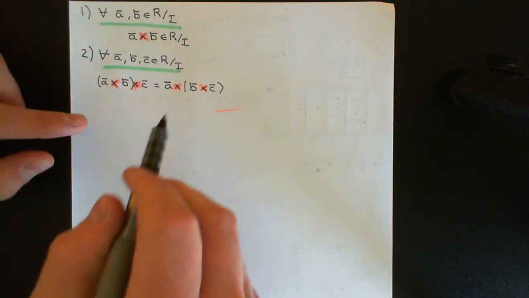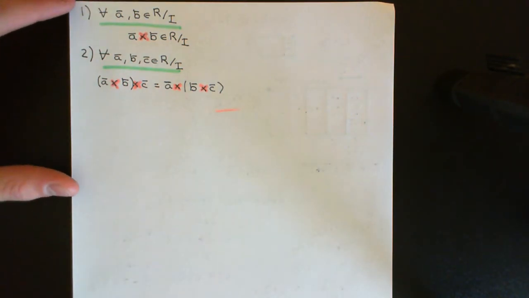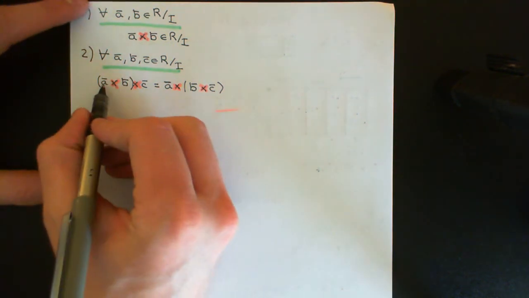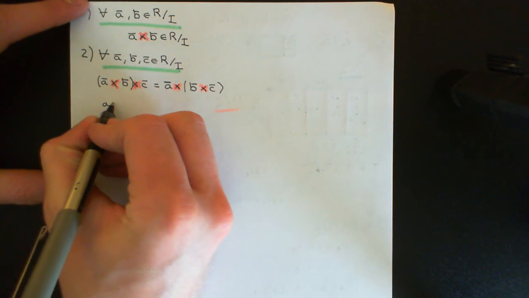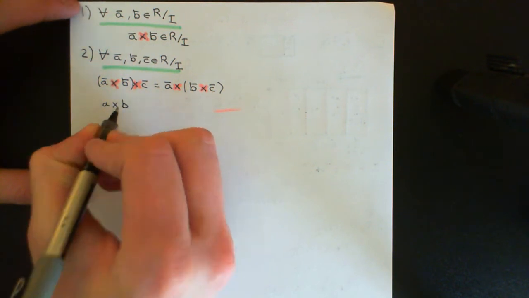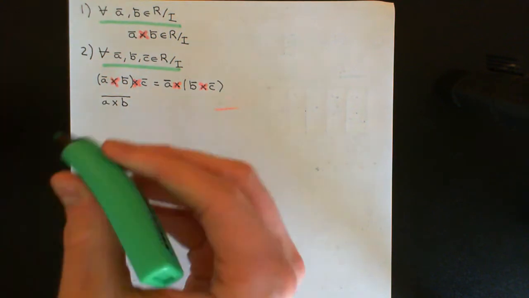Well, we're just going to take the left-hand side, take the right-hand side, develop them a little bit more, and show that they're equal to one another. So let's begin with the left-hand side. Firstly, we'll multiply a bar with b bar. We'll take a representative from a bar, we'll take a, we'll take a representative from b bar, we'll take b, we'll multiply them together in the initial ring, and then take the coset that contains that.